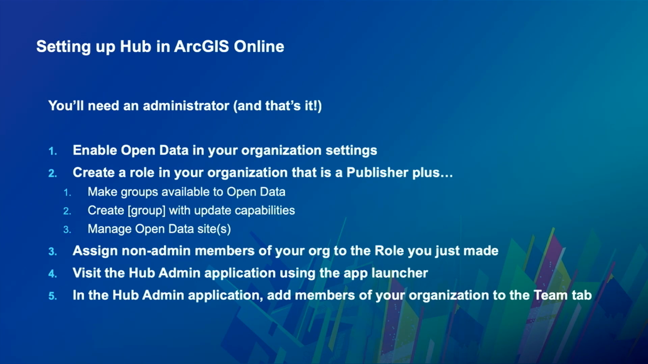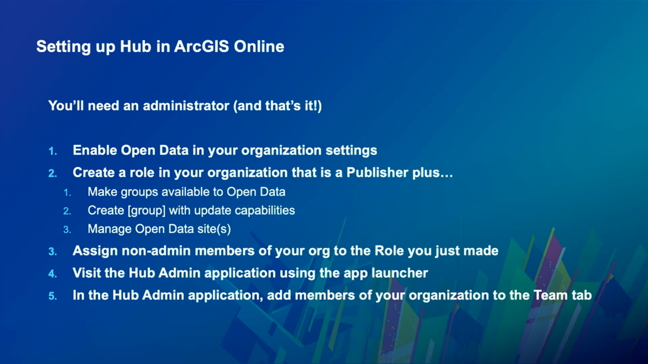So I always like to take a publisher role and add these three if I was to define a role for my website team in Hub in Online. Then you need to assign the members to the role you just made. Then you need to visit the Hub admin app, and you can decide via initiative teams or the overall Hub administration team who gets access to the app. It's a little complex, but I promise it's not that bad. You can take a picture of this. There are also YouTube videos of me doing it in prior conferences.